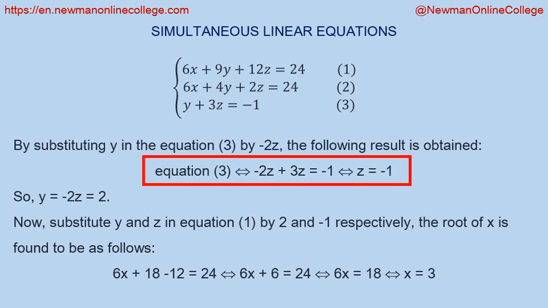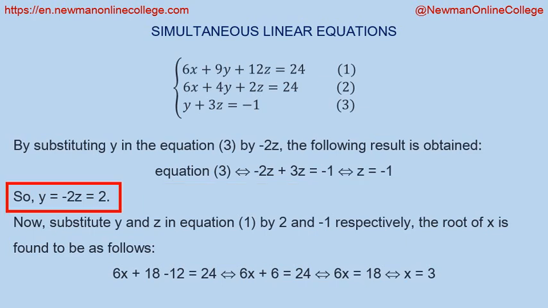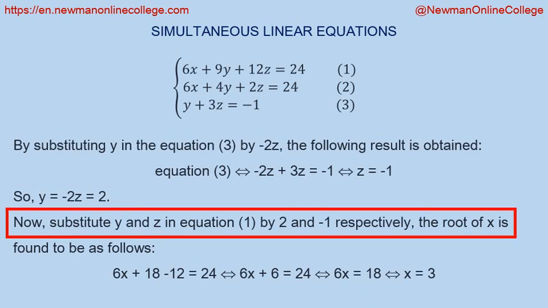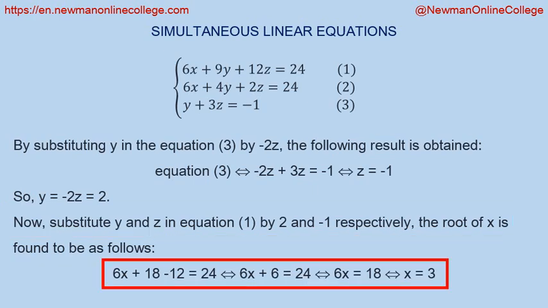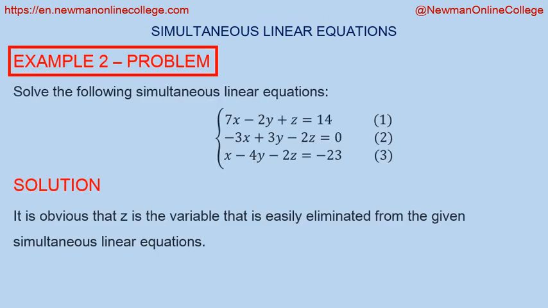Equation 3 is equivalent to -2z plus 3z equals -1, which is equivalent to z equals -1. So, y equals -2z equals 2. Now, substitute y and z in equation 1 by 2 and -1 respectively. The root of x is found to be as follows. 6x plus 18 minus 12 equals 24, which is equivalent to 6x plus 6 equals 24, which is equivalent to 6x equals 18, which is equivalent to x equals 3.